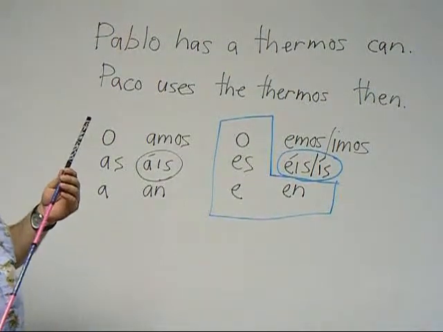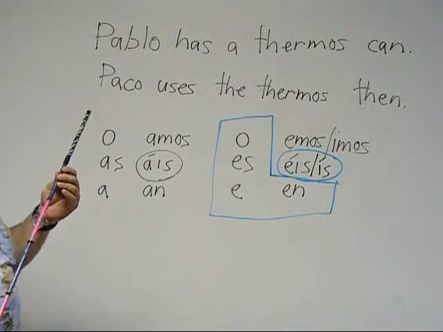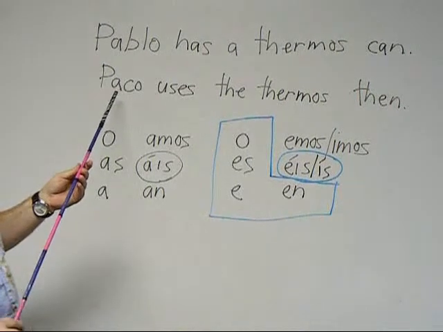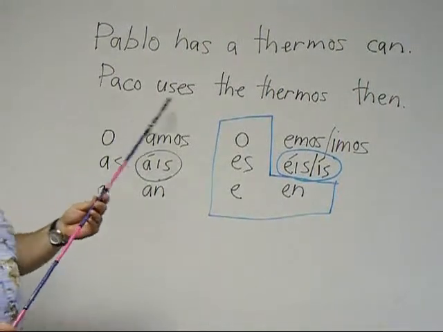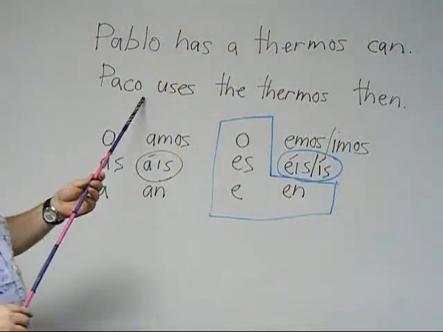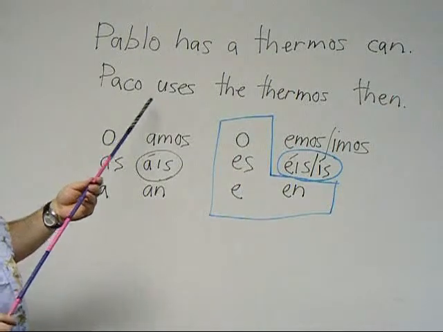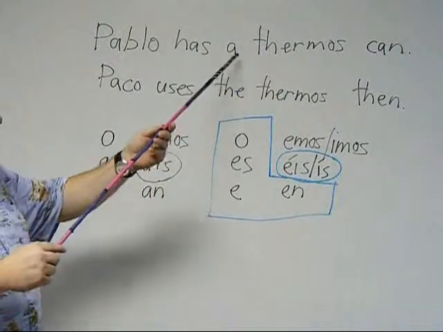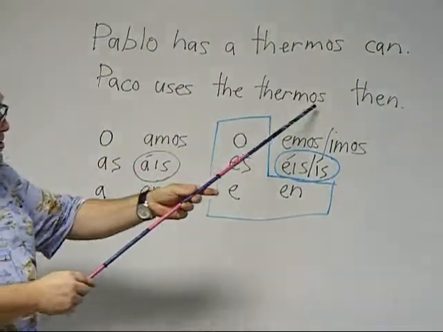Now let's look at the sentence you can use to know the ER and IR endings. The ER and IR endings are kind of like first cousins. They're very similar, whereas the AR endings are a little bit more unique. Okay, so I have another sentence here. Paco uses the thermos then. The O is the same ending we had before. The ES this time has replaced the AS. The E has replaced the A. We still have the MOS.